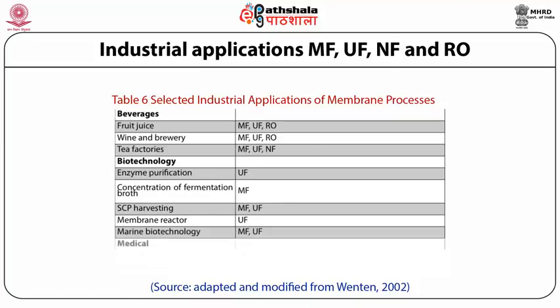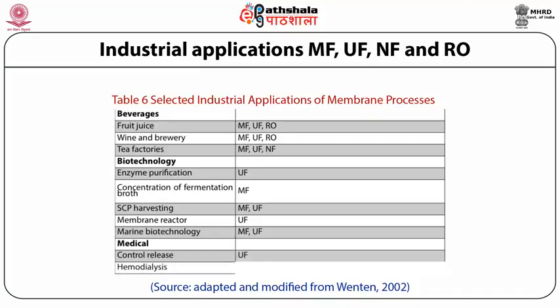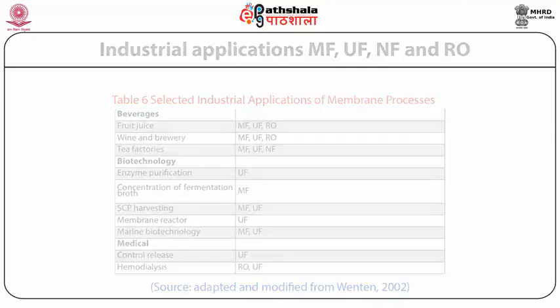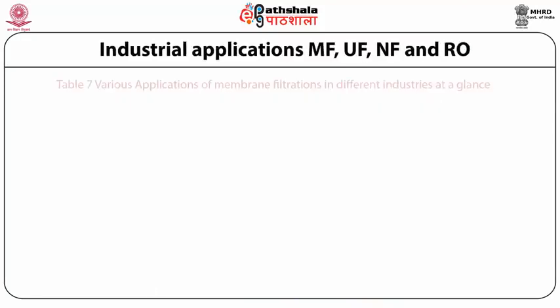If we have a look at the medicinal field, then for controlled release of different drugs, UF is used, and for hemodialysis, which is normally used for the purification of blood, RO and UF are used. Table 7 shows the various applications of membrane filtration in different industries at a glance, which has been taken from the official website of GIA.